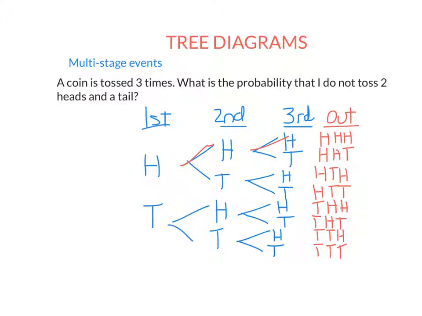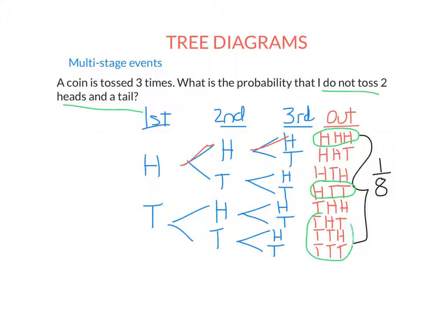Now in this case, all the outcomes are equally likely, so each of them will have a probability of 1 over 8. So then it just becomes about finding which of the outcomes satisfy what I was interested in. Do not toss 2 heads and a tail. So which of them are not 2 heads and a tail? Well, the first one's not 2 heads and a tail. And the same with this one. That's not 2 heads and a tail. And these 3 as well are not 2 heads and a tail. So the required probability here is just 5 out of the 8 outcomes.